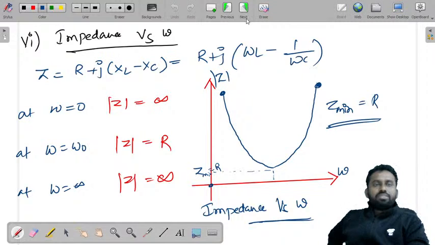And for impedance versus frequency, we have written the impedance Z is equal to R plus j into XL minus XC. At omega equal to 0, Z is infinity, at omega equal to omega naught, Z is R, and at omega equal to infinity, Z is infinity again. So that's how we draw the impedance curve.